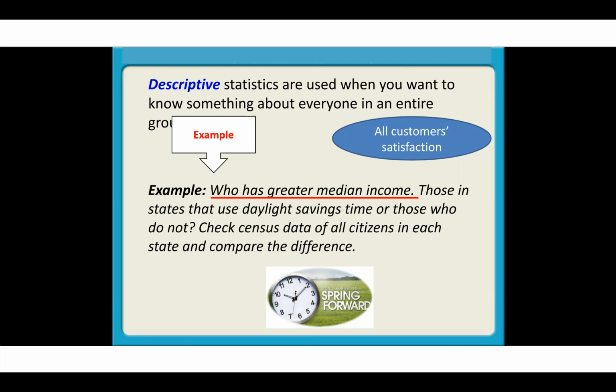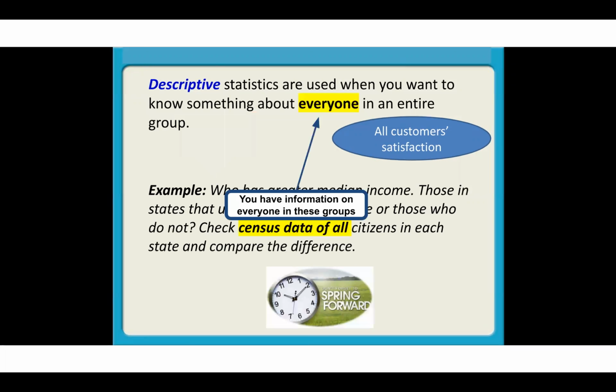Who has greater median income? Those in states that use daylight savings time or those who do not. Check census data of all citizens in each state and compare the difference. Then the students' attention is directed to the clue in the problem that connects the example to the definition. In this case, you have information through census data on everyone in this defined population.